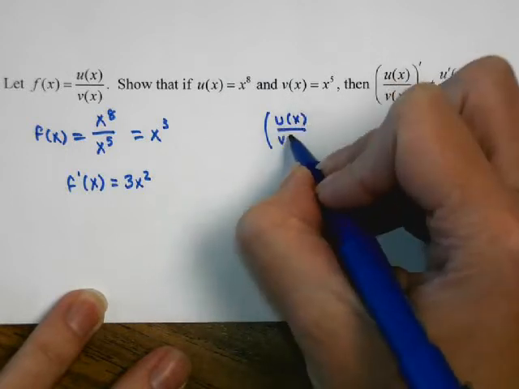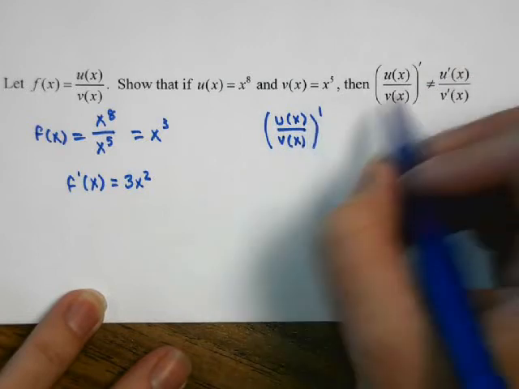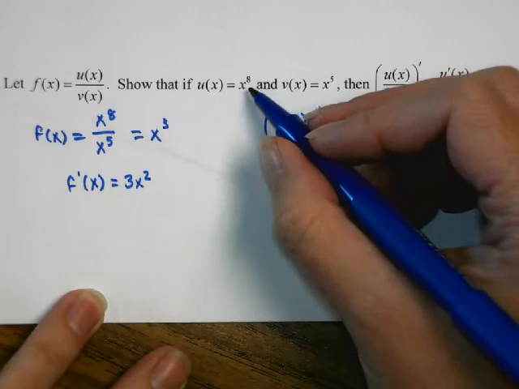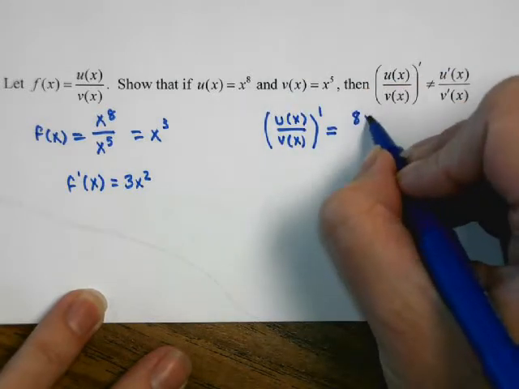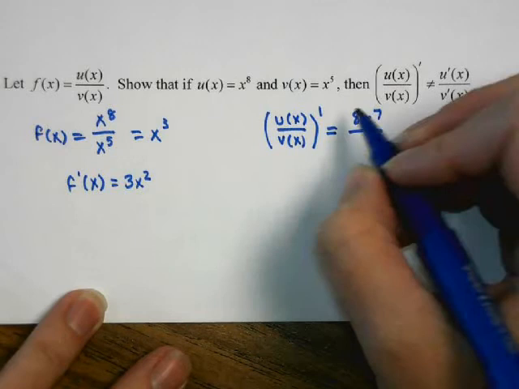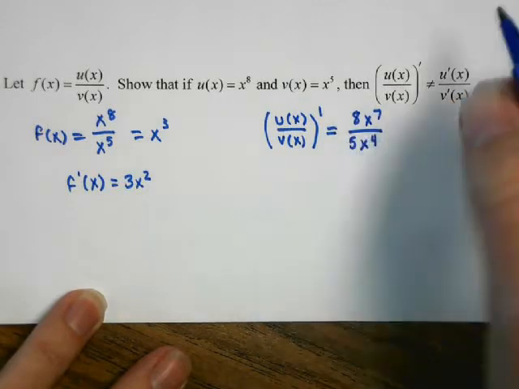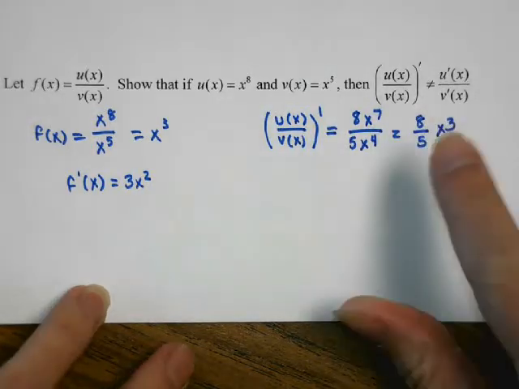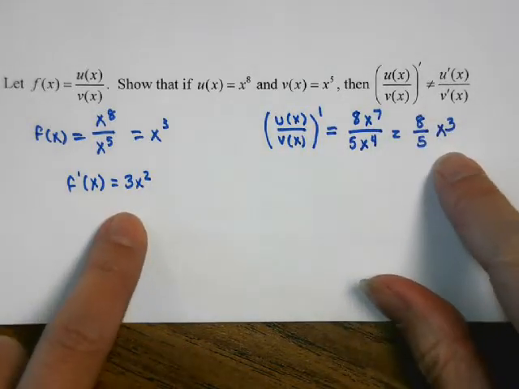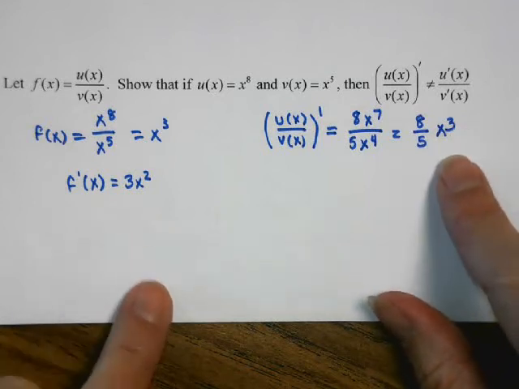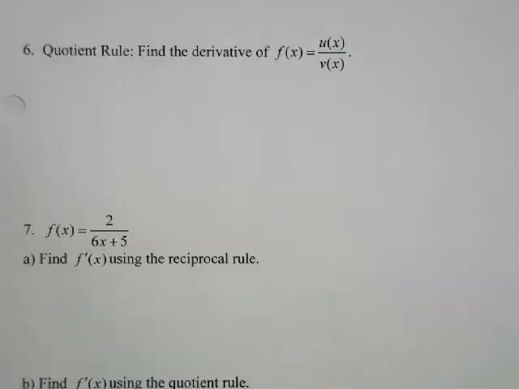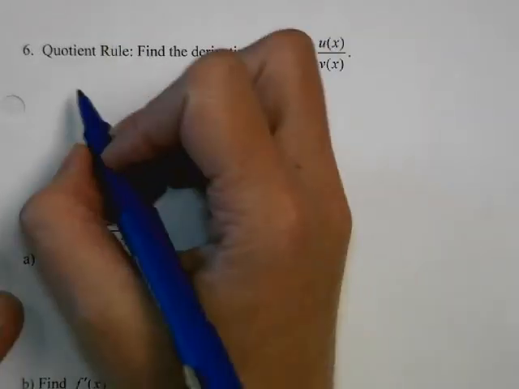Now we're going to look at the derivatives separately. So the derivative of u is going to be 8x to the 7th. The derivative of v would be 5x to the 4th. So this would be 8/5 x cubed. Well, those two things are not at all the same. So we're going to come up with an actual rule for when we have a quotient. So we're going to derive the quotient rule.